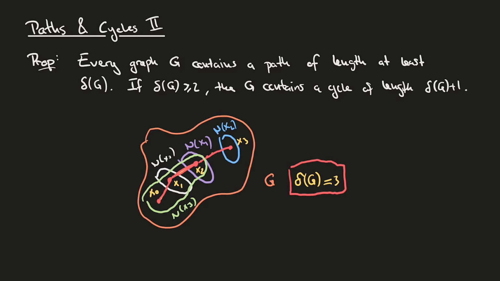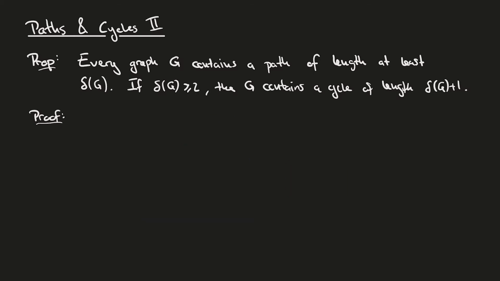We could prove this statement using induction with exactly the same idea that we used in the example before. However, the proof I'm going to present uses maximality, and this allows us to get straight to the case we're actually interested in, which is the case where we've extended the path as far as possible and we are no longer able to extend it any further. We do this in the following way. We let P, which is some sequence of vertices x0 through xk, be the longest path in G.